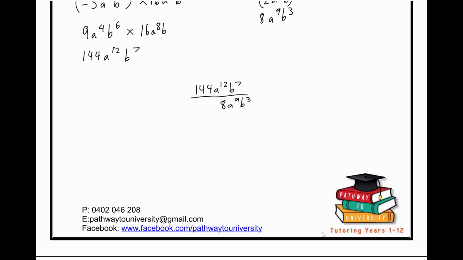We can divide the coefficients and we'll end up with 18. Next we'll divide the a's. We end up with a to the power of 12 divided by a to the power of 9, which will just give us a to the power of 3. B to the power of 7 divided by b to the power of 3 will just give us b to the power of 4.